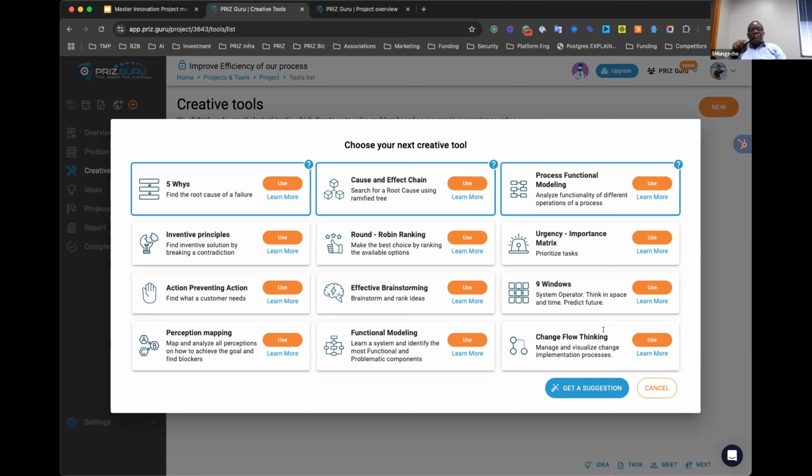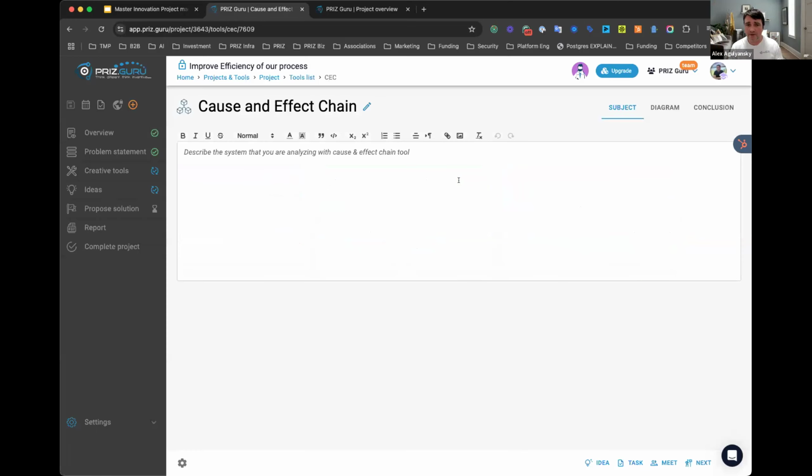So if you select that cause and effect chain, does it still guide it? It just kicks off the tool, right? Okay, got you.